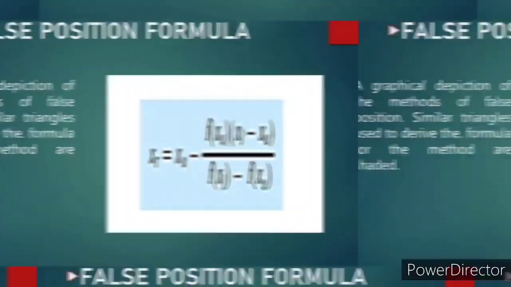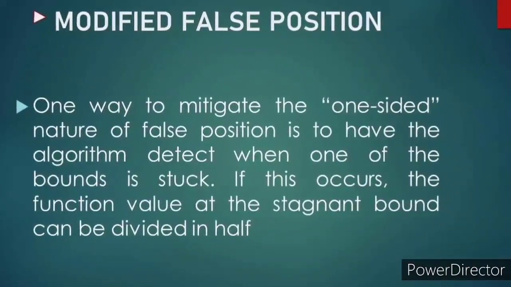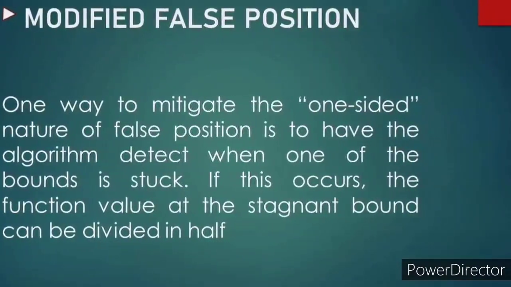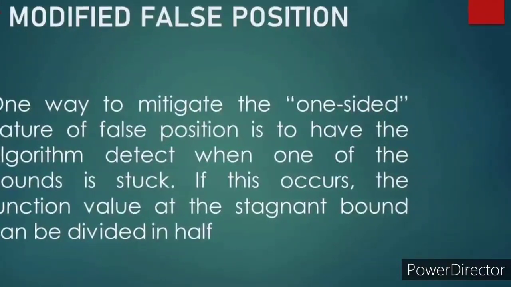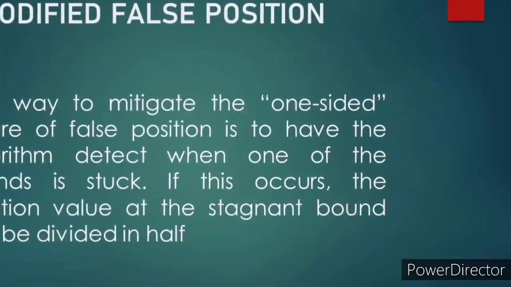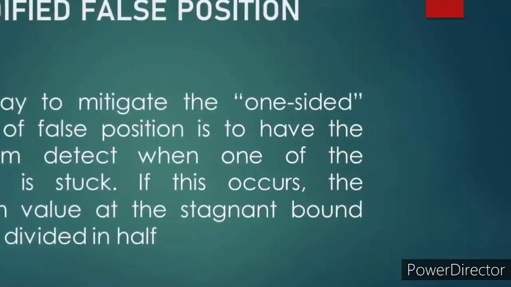Modified false position. One way to mitigate the one-sided nature of false position is to have the algorithm detect when one of the bounds is stuck. If this occurs, the function value at the stagnant bound can be divided in half.